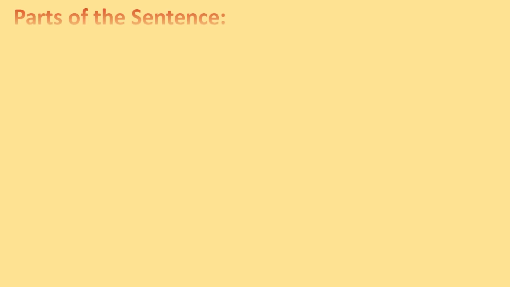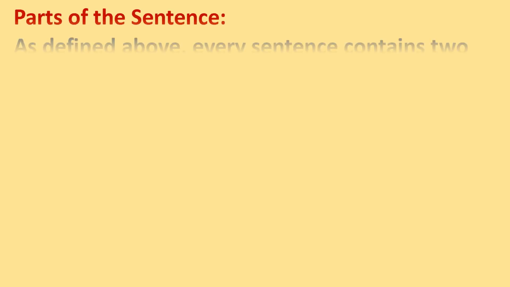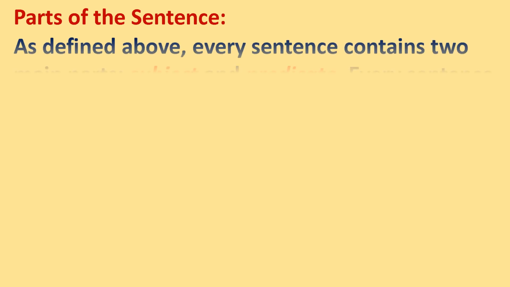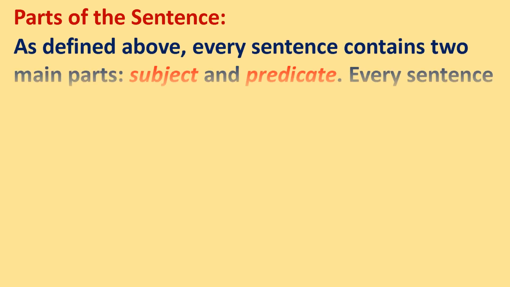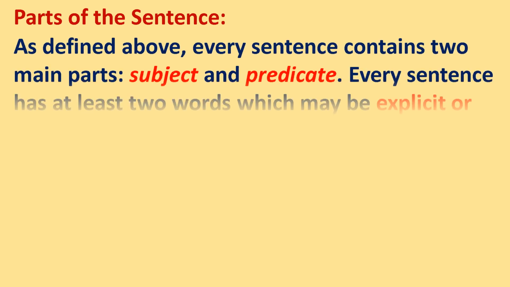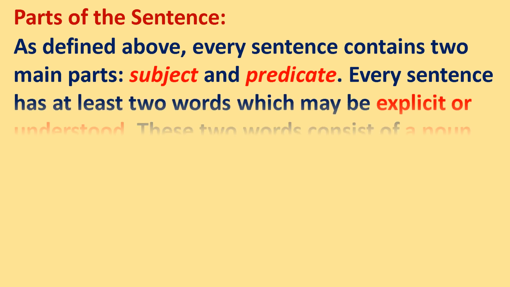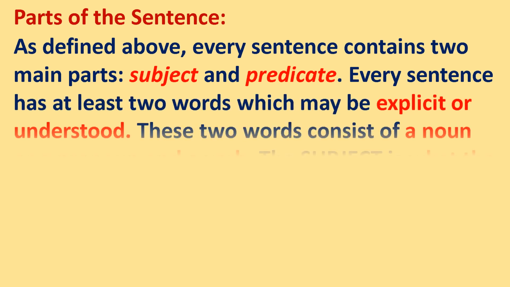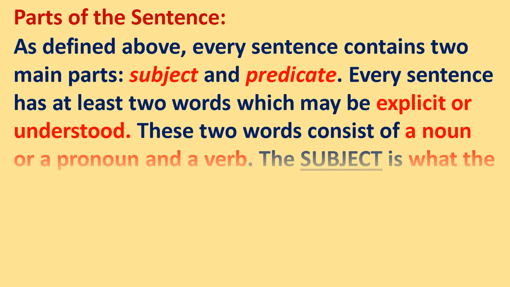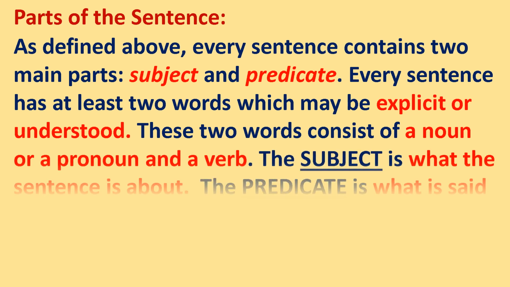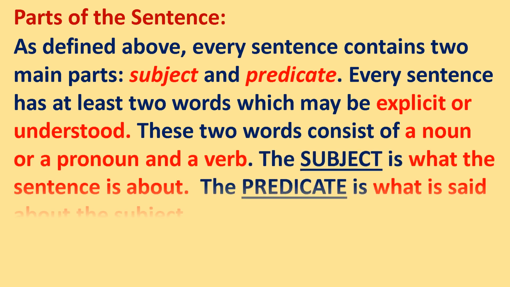Parts of the sentence. As defined above, every sentence contains two main parts, subject and predicate. Every sentence has at least two words which may be explicit or understood. These two words consist of a noun or a pronoun and a verb. The subject is what the sentence is about. The predicate is what is said about the subject.